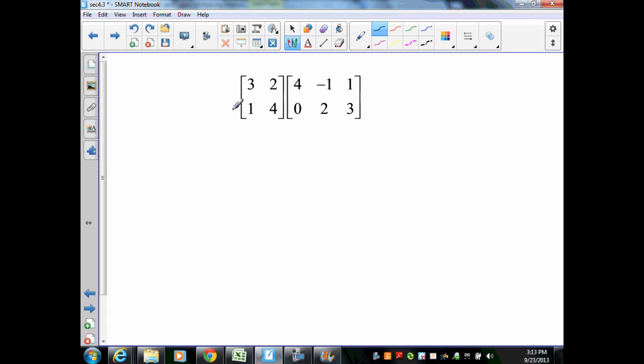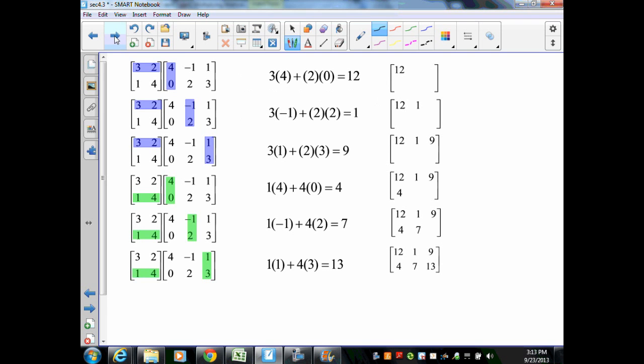Let's take a look at another example. Remember, to multiply matrices, I need to have the number of columns in matrix A, which here I have 2, equal the number of rows in matrix B. And again, I have 2. I also set up another pictorial example of this procedure. So let's follow through. Row 1 times column 1. And when I have that, that gives me 3 times 4 plus 2 times 0, which is 12. And that goes into element 1, 1.